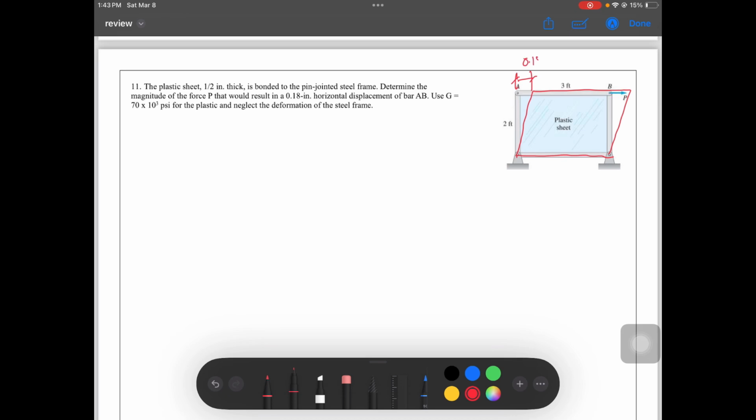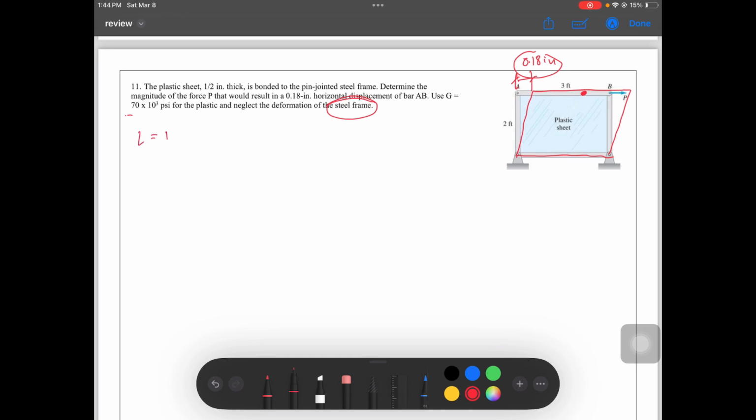This is 0.18 inches. Use a modulus of rigidity of 70 times 10 raised to 3 PSI for the plastic. Neglect the deformation of the steel frame. That means you will not consider the tensile yielding of this. So, let's just get this one. Of course, that is shear strain. So, the same.